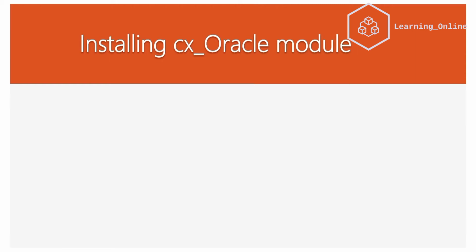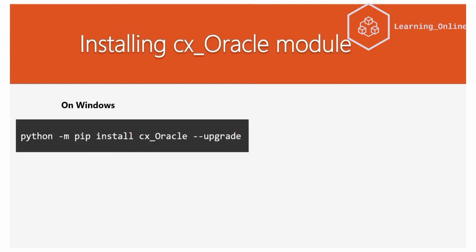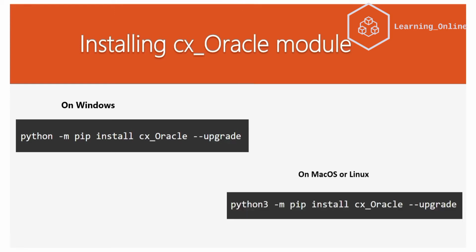To install the cx_Oracle module on Windows, you use the following command line. And to install it on macOS or Linux, you use this command line. You just change python to python3.